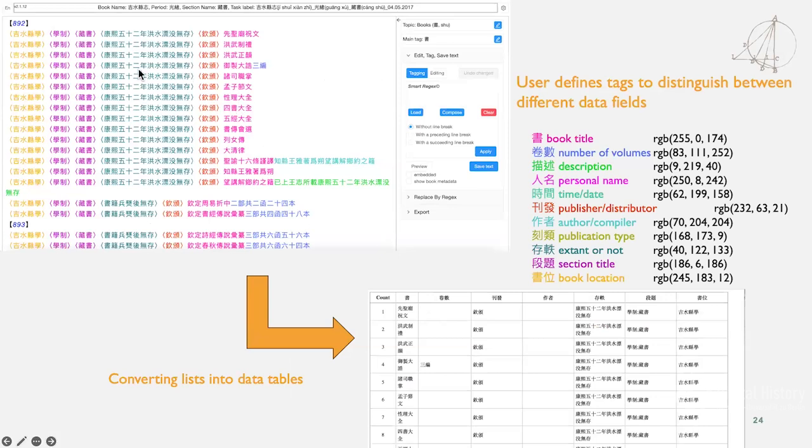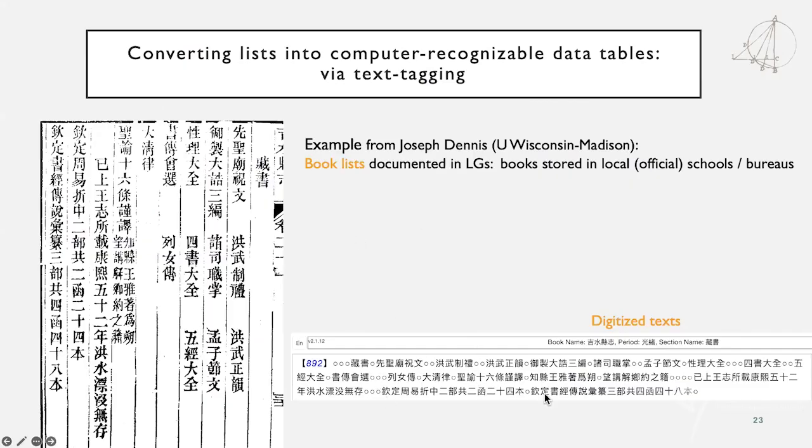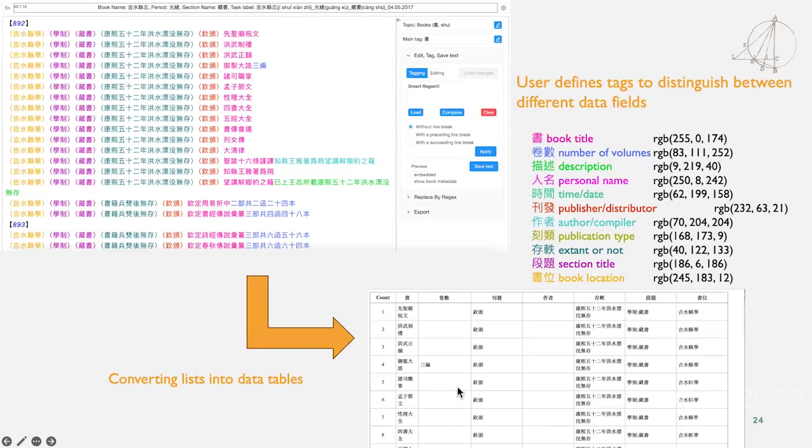And so for example, these are the text, the digital text after it is tagged. So the original digital text looks like this. And then we have a semi-automatic way of also identifying patterns, like using regular expression, but also manual tagging. And eventually, our visiting scholar, Joseph Demnes, he did this. He went through 600 such lists that he could find in the collection that we have.